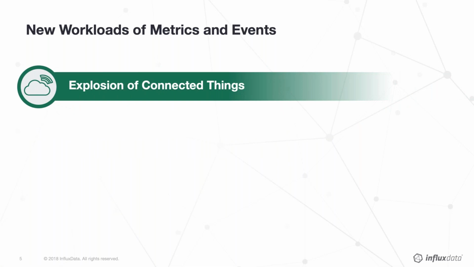The first point here is, the workloads for metrics and events have changed. We have an explosion of connected things, and this is not a real-time explosion. This is a huge growth in the connected devices and things, as we call them. And this explosion in the number of these connected things is now impacting your application architecture as well.